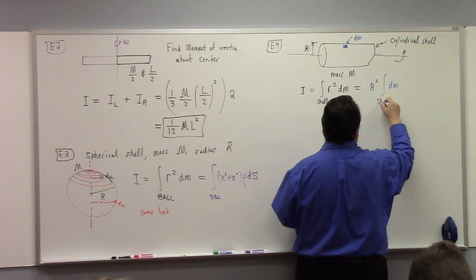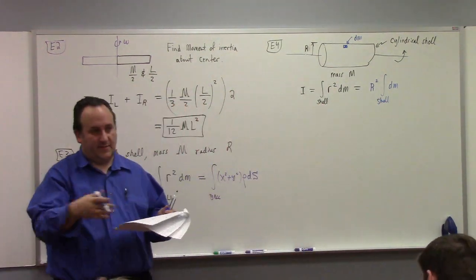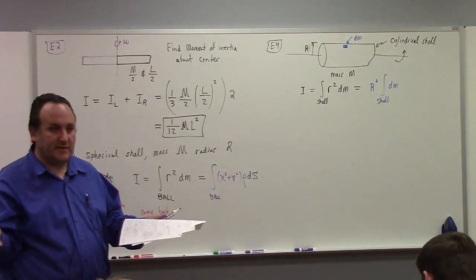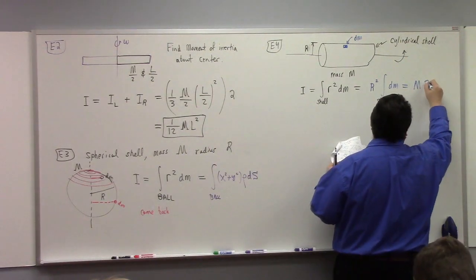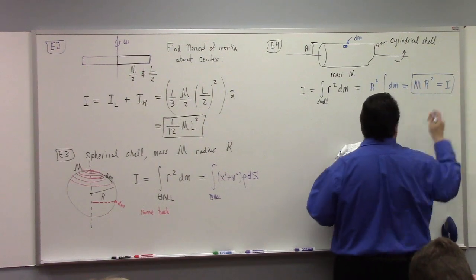What's the integral of dm over the shell? If you add up all the little bits of mass of the shell together, what do you get? You get the total mass, right? So this integral is just big M, and you just get M r squared. So this is the formula for the moment of inertia of a cylindrical shell.